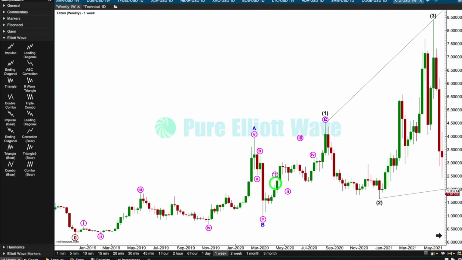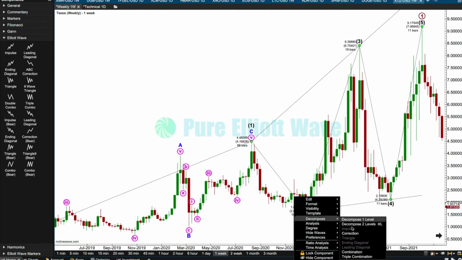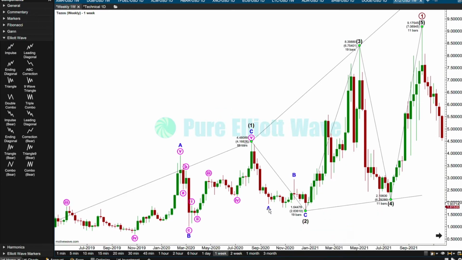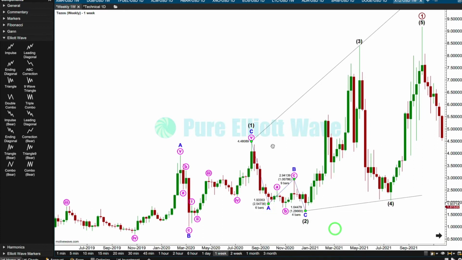I think this could be 1, 2, 3, 4, 5. That doesn't look ideal because there's a disproportion between 2 and 4. I don't know if this one has enough volume to give us decent looking Elliott Wave structures. This looks pretty good. Well, except C doesn't look very good. C looks like a 3, not a 5.